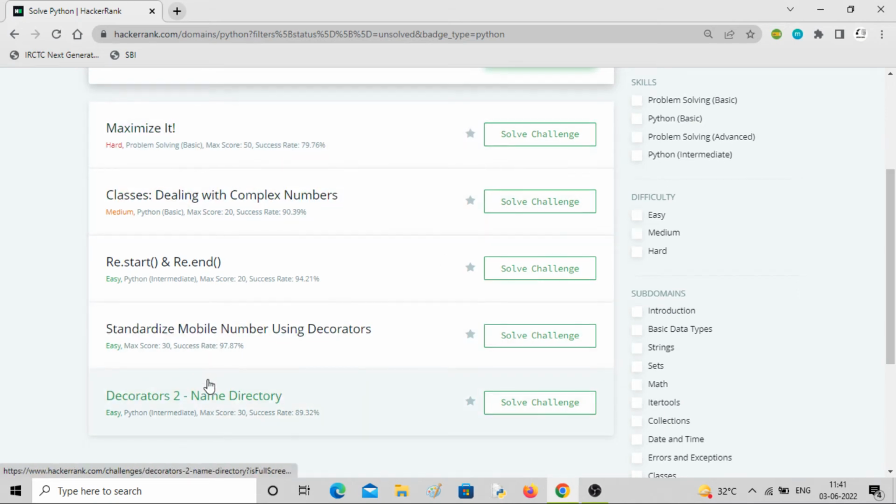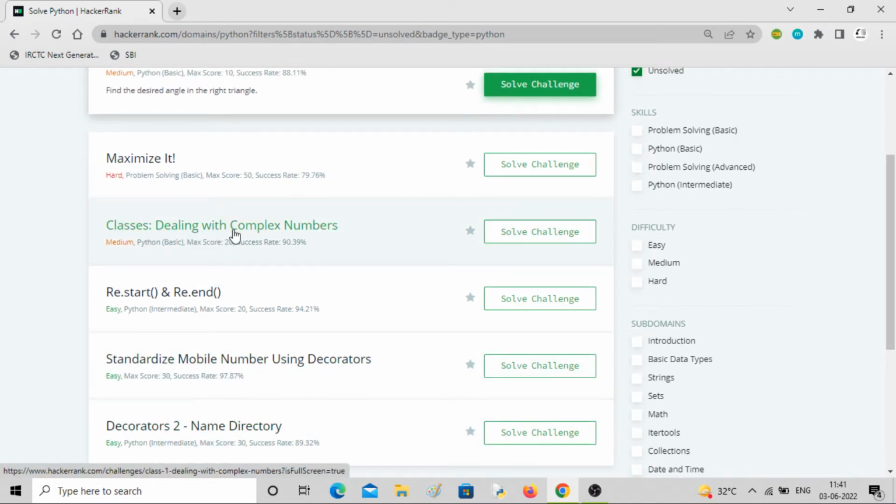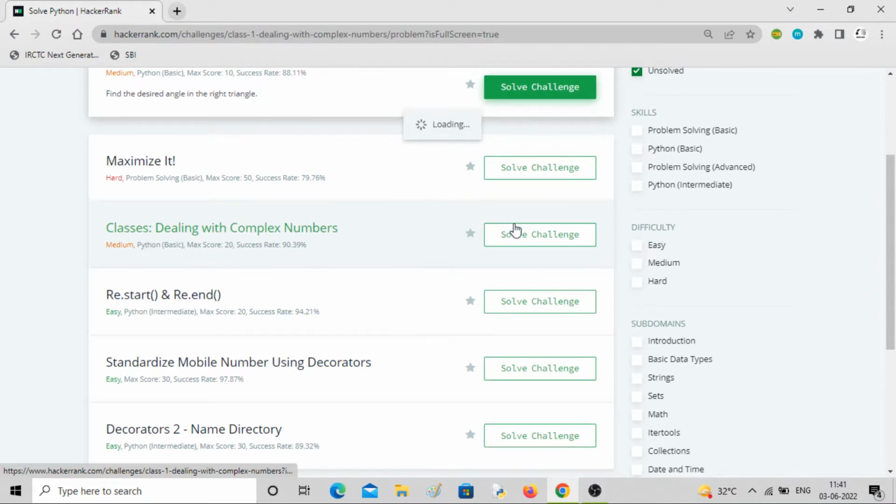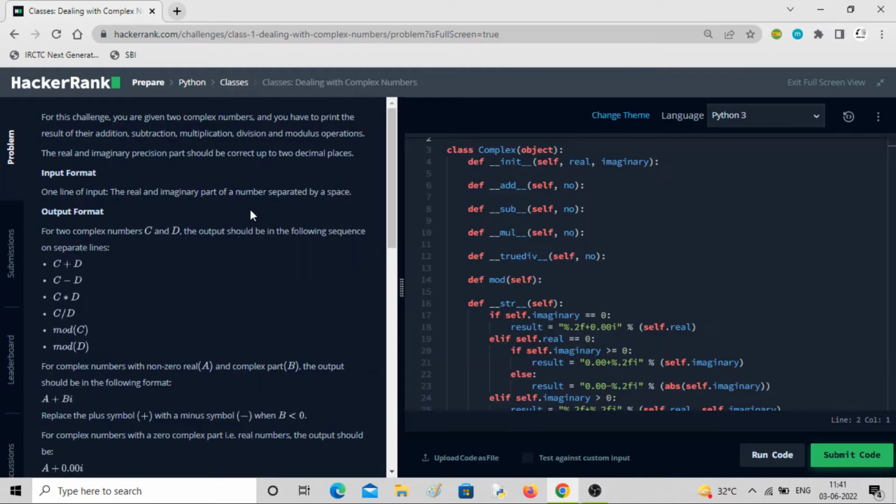In this video, we'll be solving this problem called classes dealing with complex numbers. Similar to what we have done in the previous question, same thing we'll be doing here as well. For this challenge, you are given two complex numbers and you have to print the result of their addition, subtraction, multiplication, division and modulus. So you have two complex numbers and you have to perform some arithmetic operations and print them. The real and imaginary parts should be corrected up to 2 decimal places. Okay, so the values have to be corrected up to 2 decimal places.